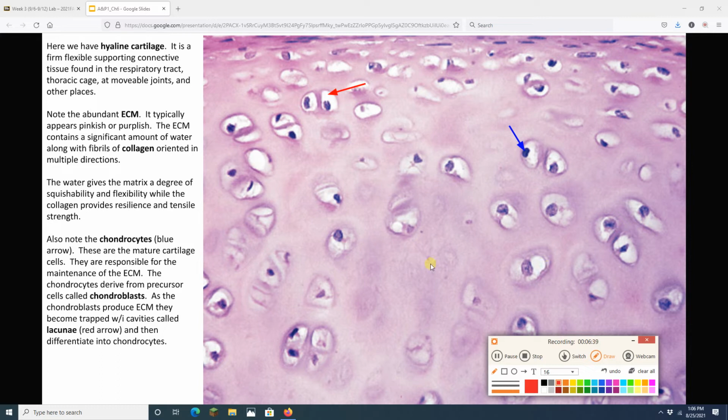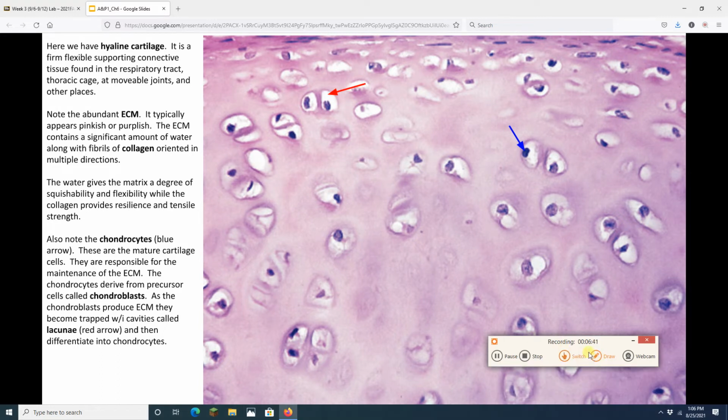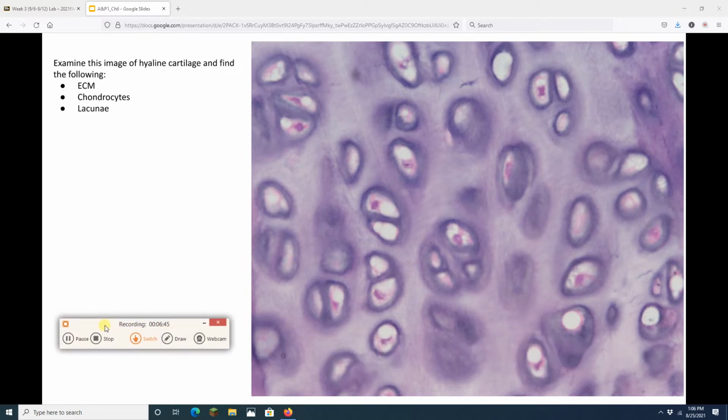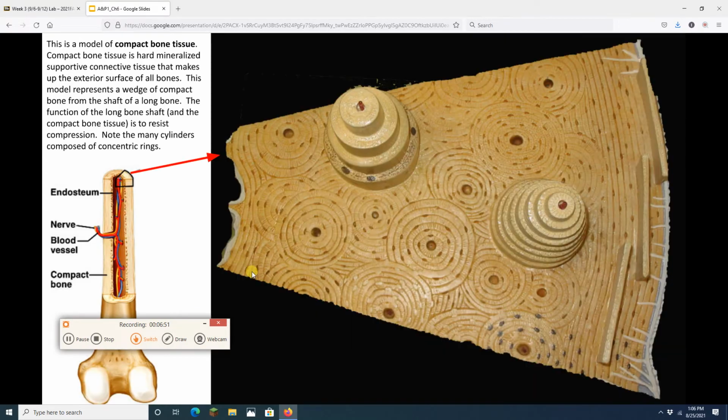All right. And with that, we can move on. I got another hyaline cartilage picture for you here. Find these three things and then keep on going. And as we keep on going, we're done with cartilage. Yay. We got one more thing to look at today, and it is bone.